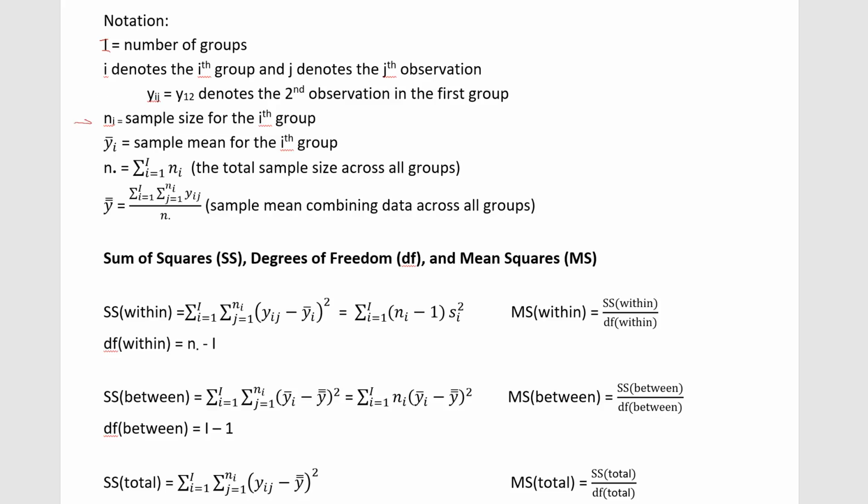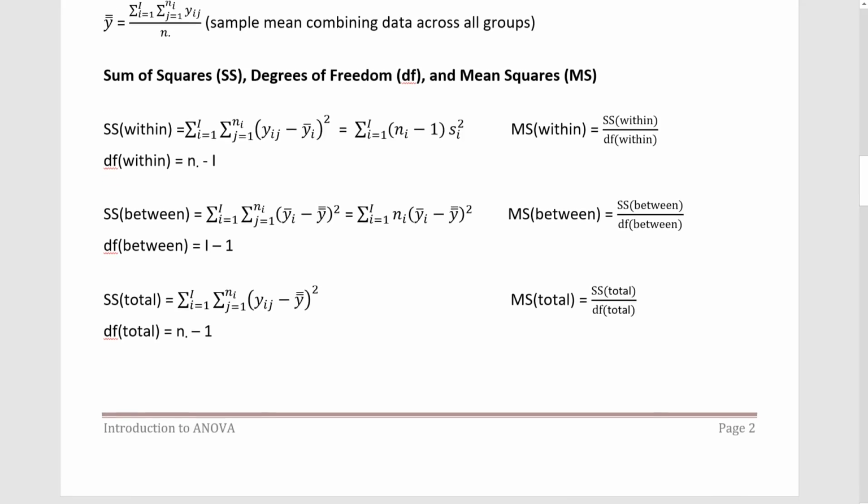n sub i is the sample size for the ith group. y bar i is the sample mean for the ith group. n dot is going to denote the total sample size across all groups. And then y bar bar, we really could have called it y bar dot, is the total sample mean combining the data across all the groups.